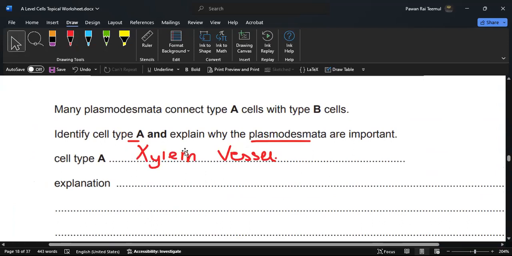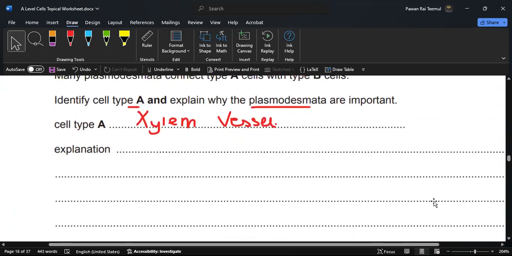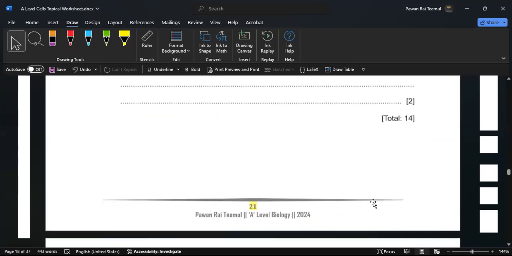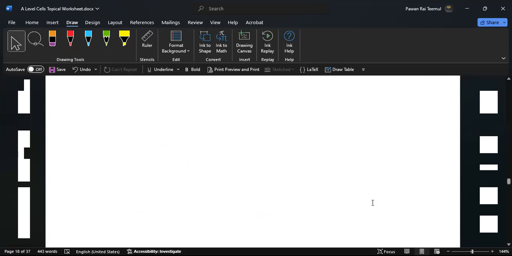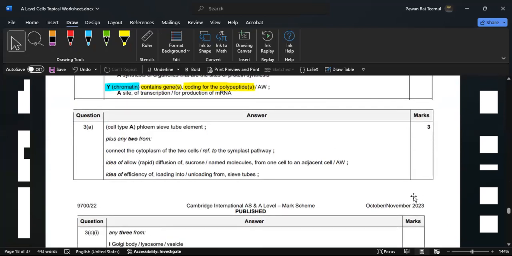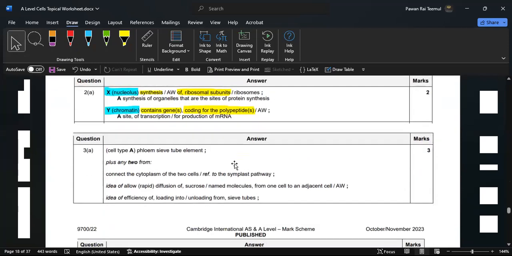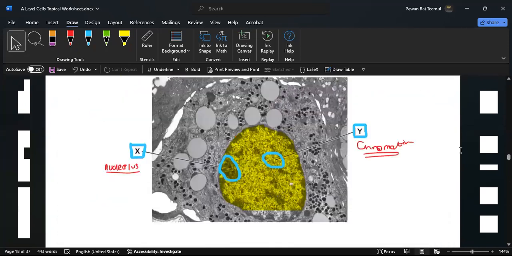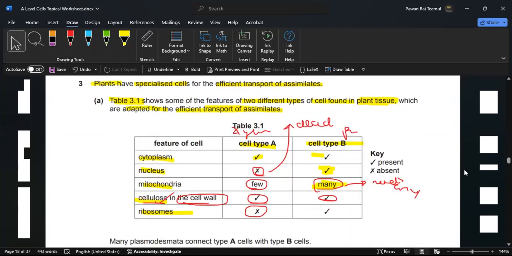Okay, explain why many plasmodesmata connect cell type A with cell type B cells. Explain why they are important. Now, I'm just going to go back to the mark scheme, and these are really notes. You should be making your notes from these wordings, because this is what you need to be revising. Well, A does not have a nucleus. Isn't that wrong? What's wrong? Something is wrong. A does not have a nucleus. That means that it is dead.